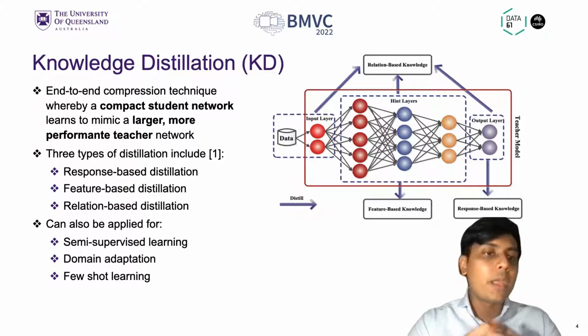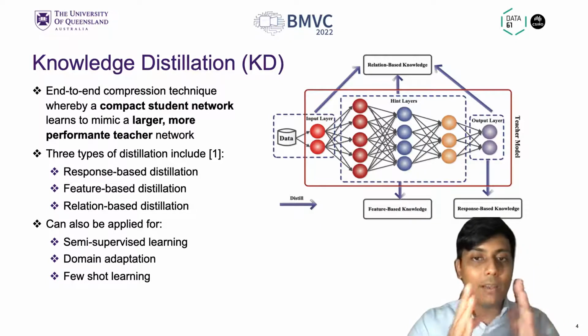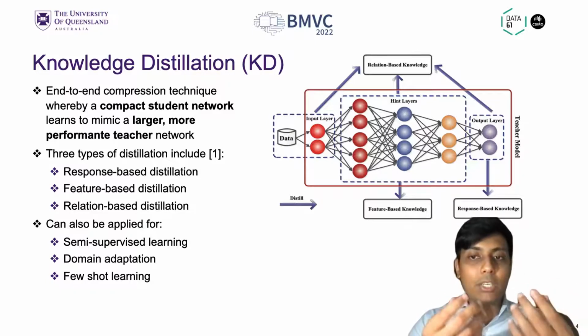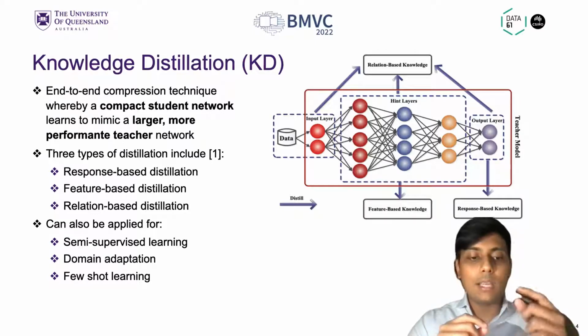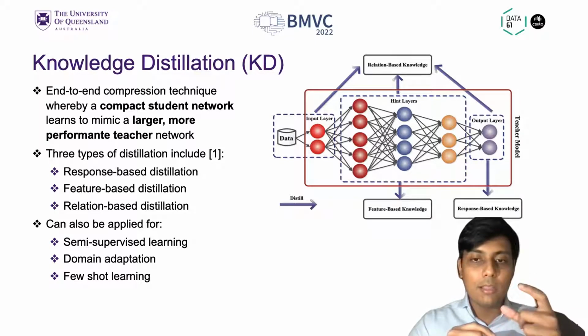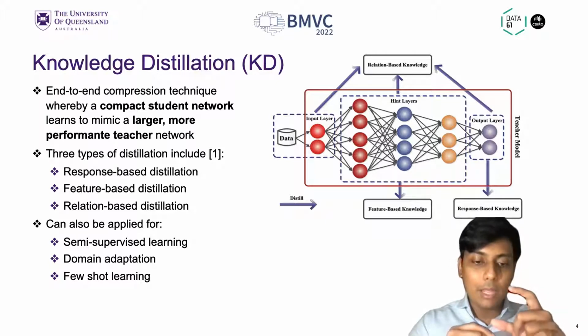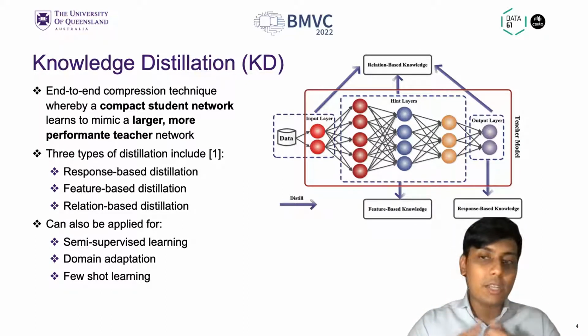The next one is feature-based distillation, which happens in the inner layers or the intermediate layers of the network. So really the low-level representations that the teacher learns is distilled to the student. However, one main drawback for this method is that the layers that the distillation happens between have to be of the same dimensions. Otherwise, you can't actually apply feature-based distillation. So that's a major drawback there.